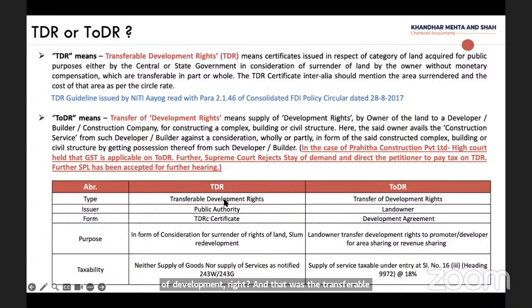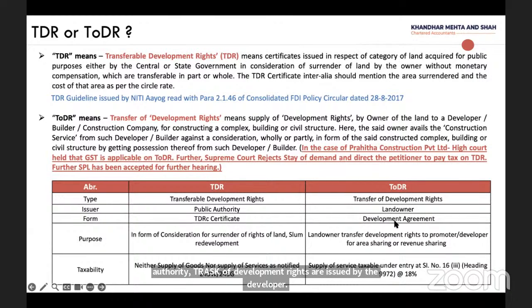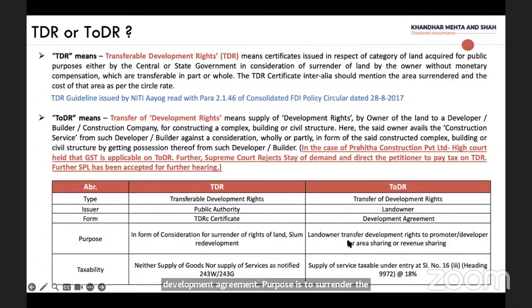So transferable development rights are issued by the public authority. Transfer of development rights are issued by the developer. It's TDRC, the manner in which it is issued. This is a development agreement. The purpose is to surrender the rights, or maybe slum rehabilitation, and the purpose is to earn from that particular land that the landowner is having.